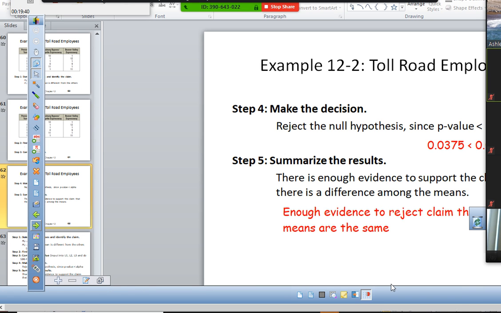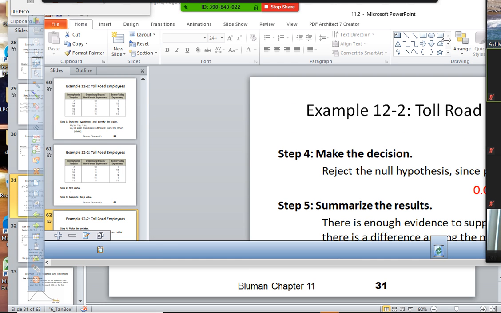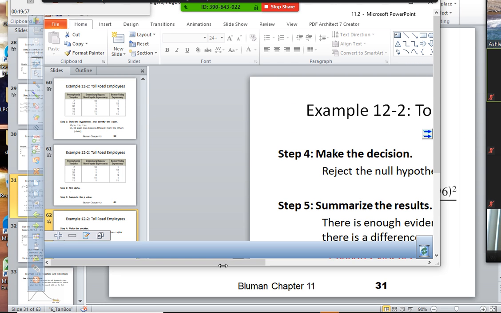Okay, and then we're going to make the decision. Oops, this is totally not in the right spot here. That's super annoying. Can I make that smaller? Make it smaller? Over.